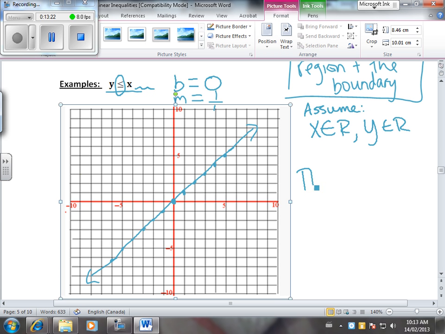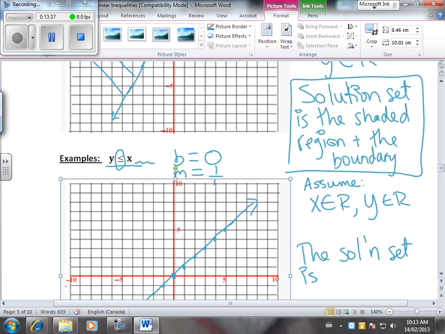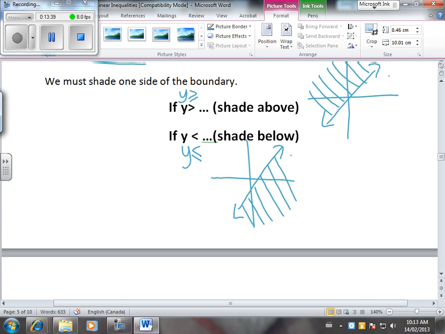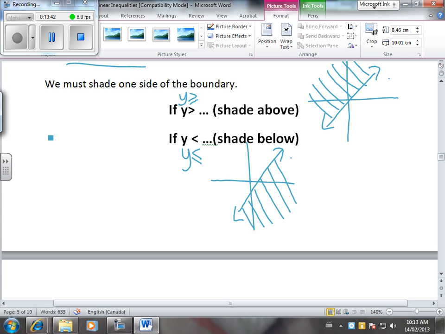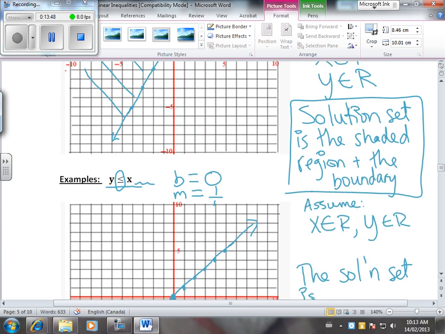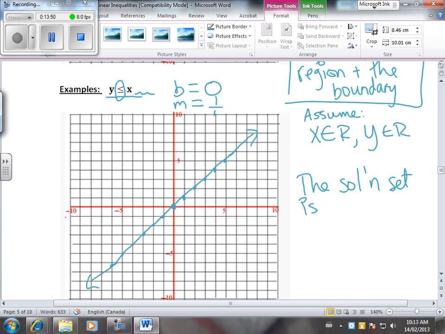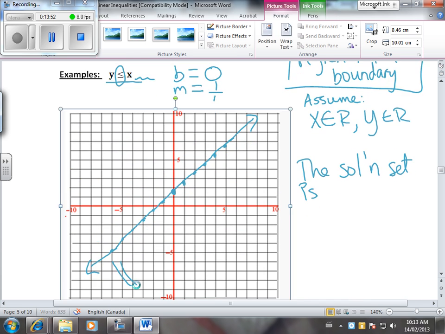And again, the solution set, so what's the solution set? So let's look at our sign to know where we shade our half plane. Less than or equal to, and if we go back to our half plane rules, less than or equal to, we will shade below. So if we go back, here we go, less than or equal to, we shade below.